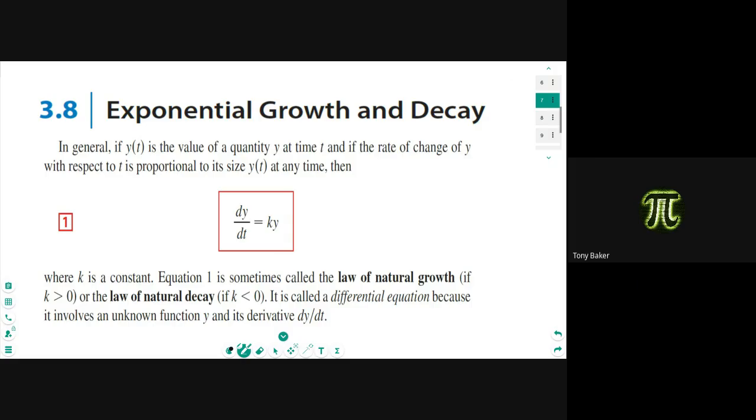All right. Next part. What is exponential growth?